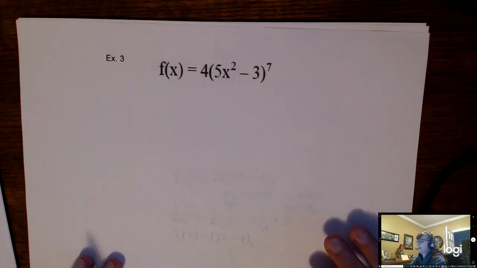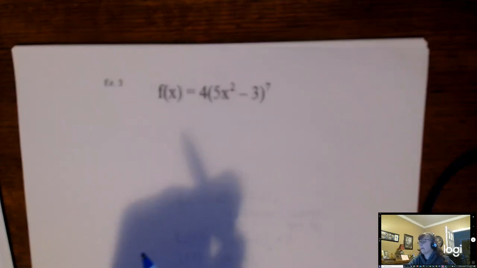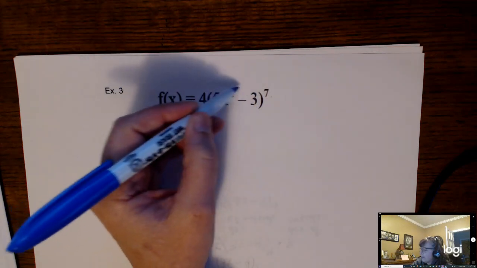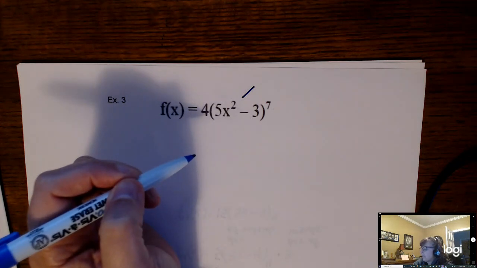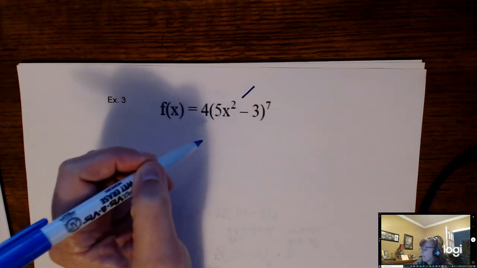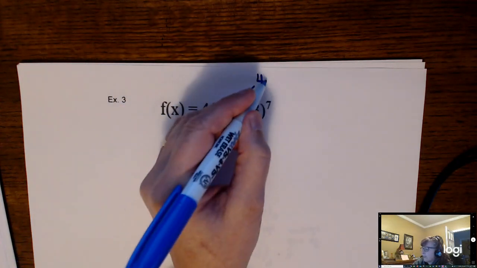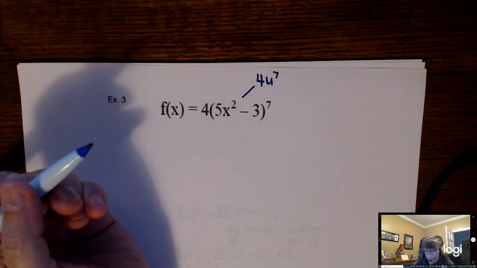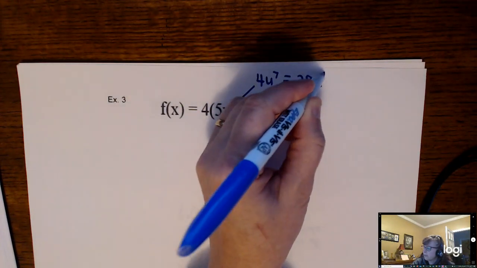All right, this time we have a number in the front, 4 times 5x squared minus 3 to the 7th power. So this is a chain rule because this parentheses where the 5x squared minus 3 is, you're just going to think of it as one thing. I like for you guys to write it out with the u so your brain can learn to see this. So this 4 is okay, and then that parentheses is u, and then to the 7th power. So what's the derivative of 4u to the 7th power? Well, that's 4 times 7, that's 28, and then u to the 6th power.